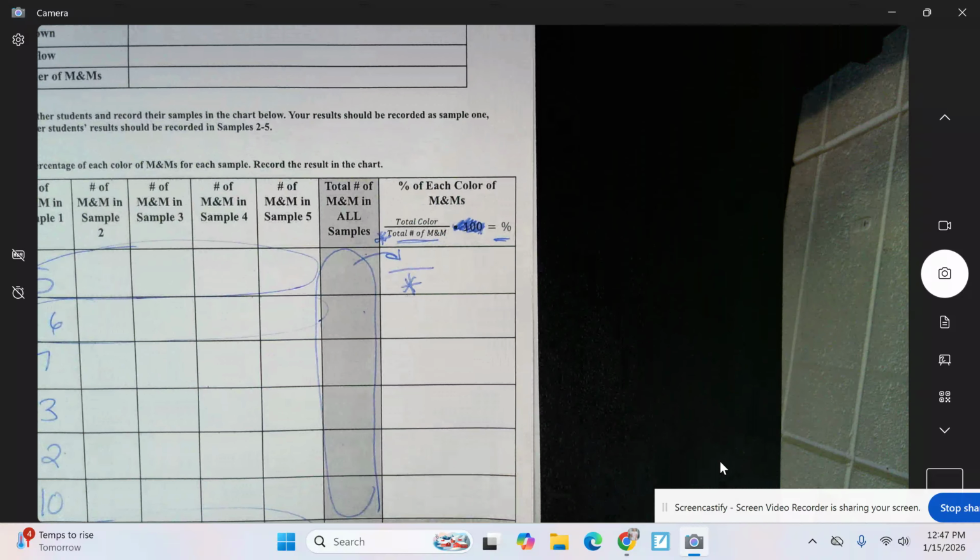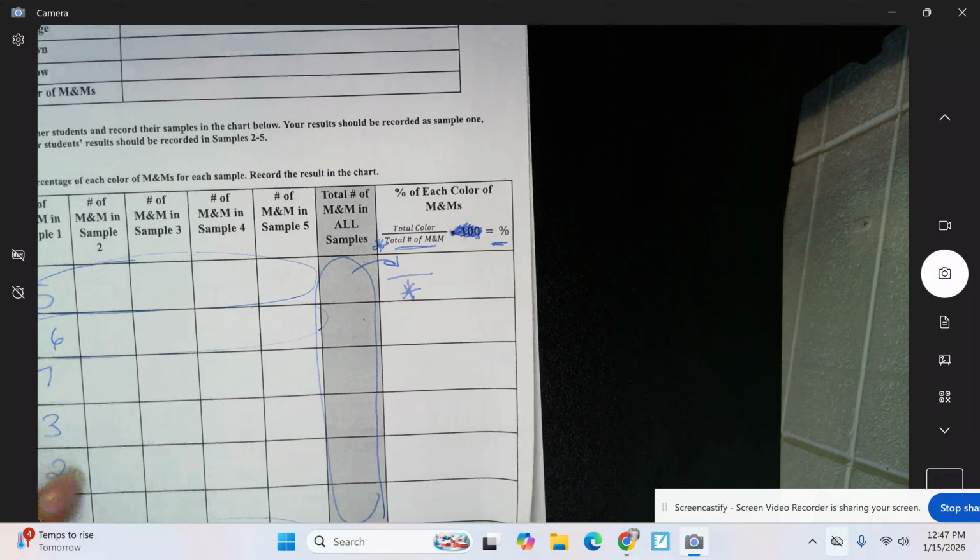So when you do, do you want them rounded to the whole number? Yes, round all decimals to a whole number. Remember, if it's less than 5, it stays the same. If it's 5 or more, bump it up. Okay?